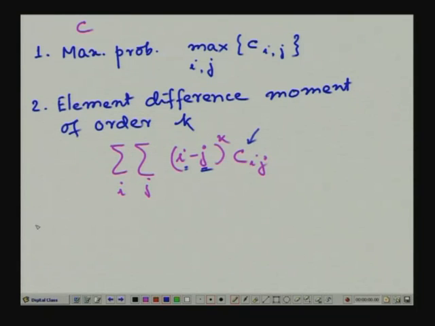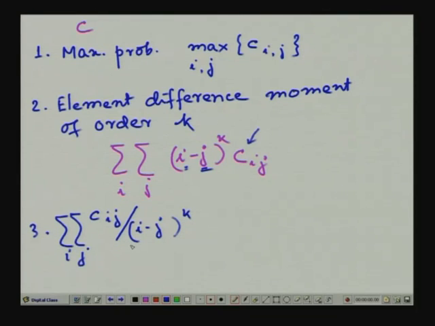Similarly, we can have the other operator which is just the inverse of this, that is C(ij) divided by (i minus j) to the power k, and you have to take the summation of this over i and j. This gives you just the inverse effect. That means, if larger values of C(ij) appear along the main diagonal, in that case this quantity will have a higher value, and if the elements along the main diagonal have low values, then this will also give a lower value.